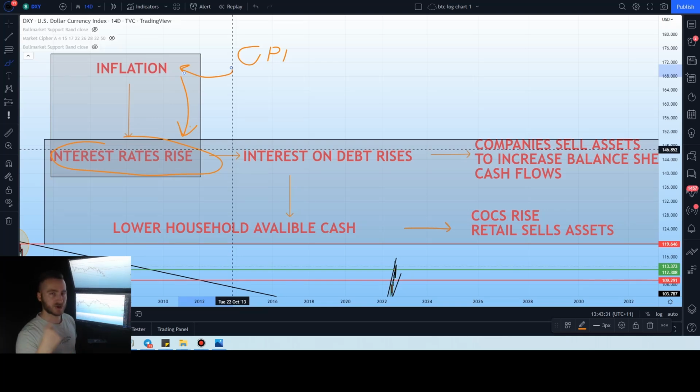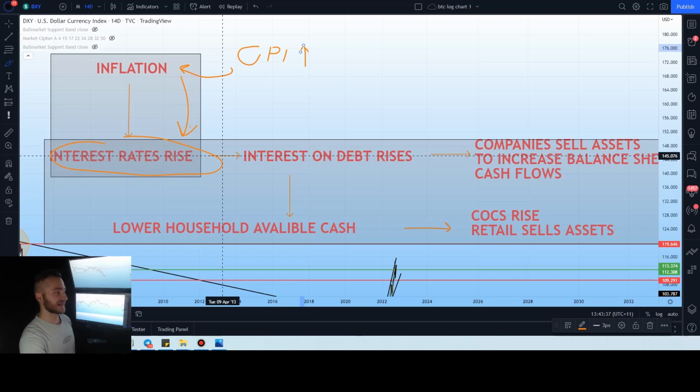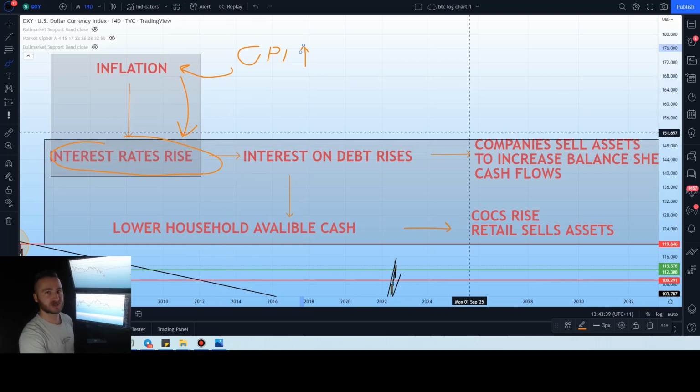Now, people know that connection. And therefore, if CPI comes in high, what would actually impact the market occurs. We see a bearish result in the market. We see the markets drop. We see the DXY pump, okay?